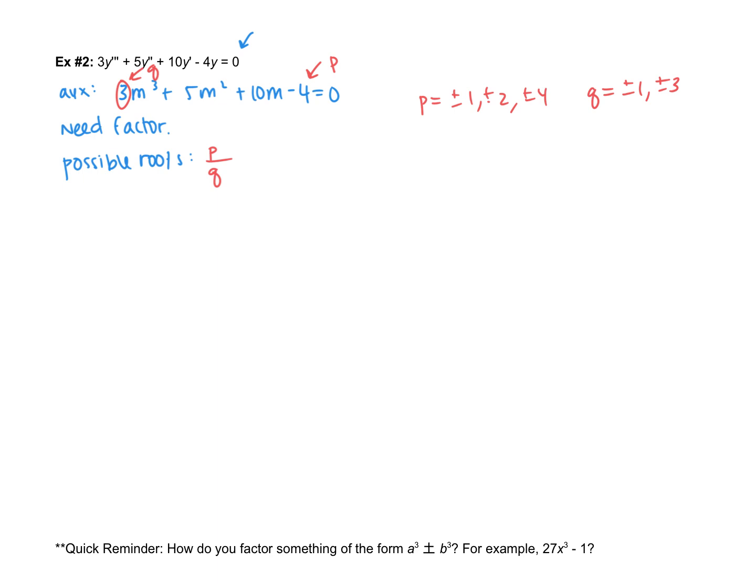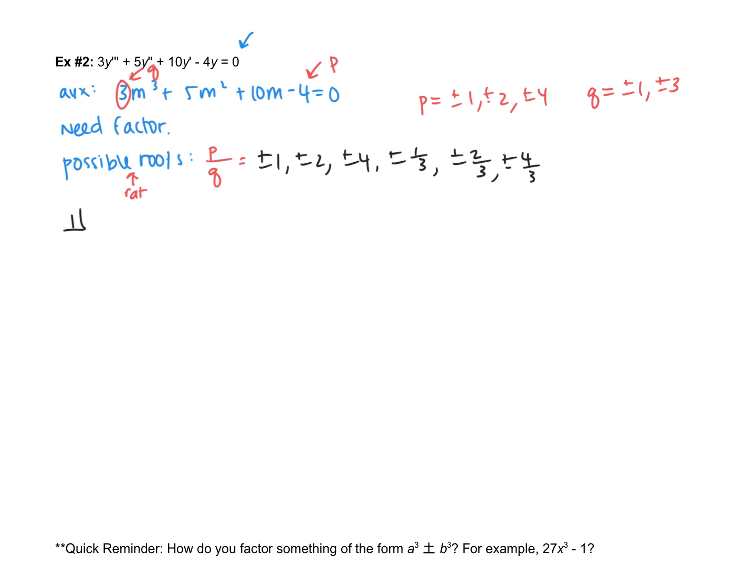So our possible rational roots are P divided by Q. That gives us plus or minus 1, plus or minus 2, plus or minus 4, plus or minus 1/3, plus or minus 2/3, and plus or minus 4/3. So all of those are possibilities. Now, how do we figure out which one is the correct root? Well, we're going to have to do some synthetic division to try it out.